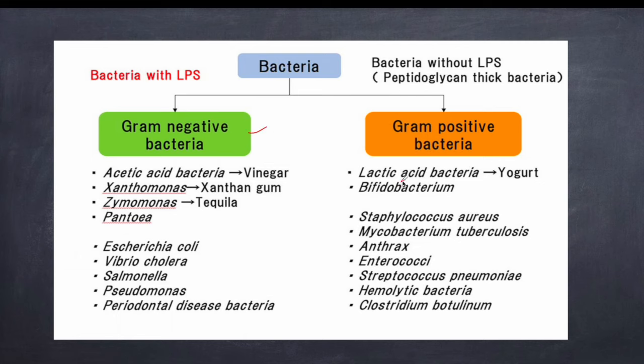The gram positive bacteria can be lactic acid bacteria that are present in yogurt, Bifidobacterium, Staph aureus, Mycobacterium tuberculosis, anthrax, enterococci, Streptococcus pneumoniae, hemolytic bacteria, and Clostridium botulinum. The gram-negative bacteria can be acetic acid bacteria, Xanthomonas, Zymomonas, Pantoea, E. coli, Vibrio, Salmonella, Pseudomonas, and periodontal disease bacteria.